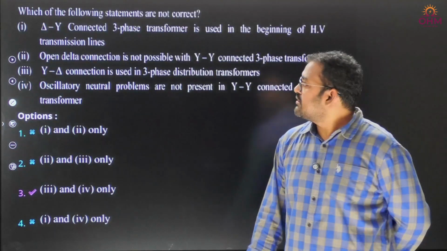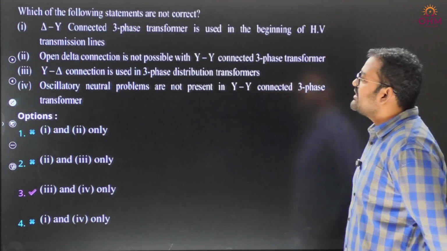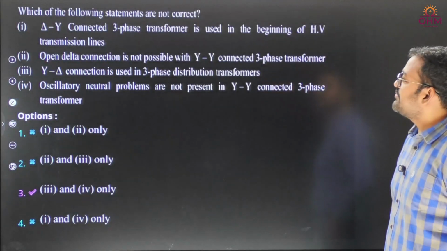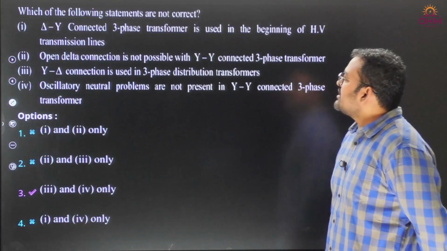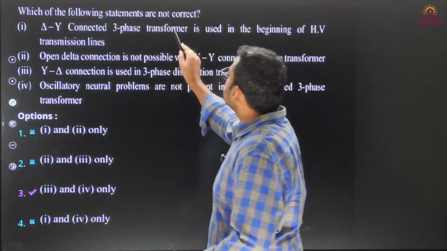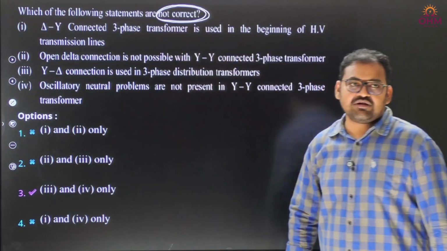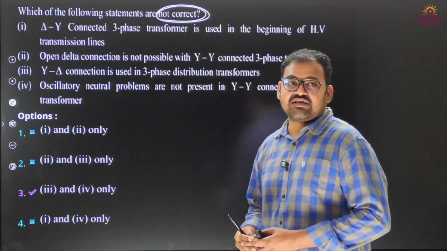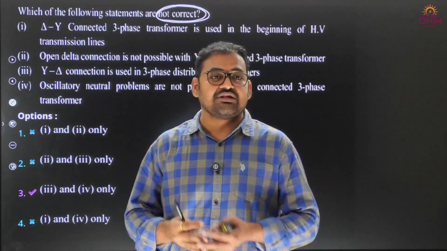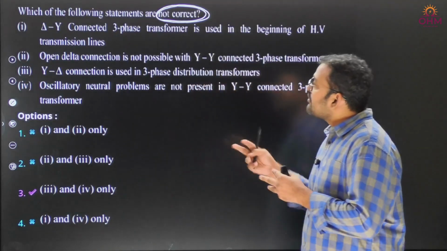Next, we have a question from transformer again. This is a theoretical question. Just to read the problem. Delta star connect. Which of the following statements are not correct? Please be very careful. Presence of mind is very important. Generally in exams, most of the examiners will ask what is the correct answer, but here they are asking what is the wrong answer.